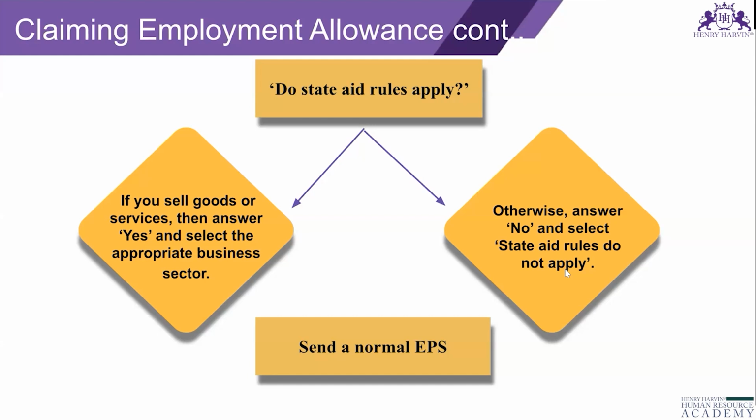Otherwise, if these are not the business sector, you have to select no, then the state aid rules do not apply for those businesses. They still get the employment allowance, but there are some state aid rules which will not be applicable. I'll show you those rules also, because it is not mentioned here in the modules. I'll show you on the HMRC website. Okay, send a normal EPS for both of them.